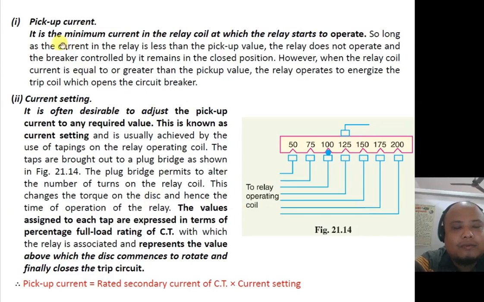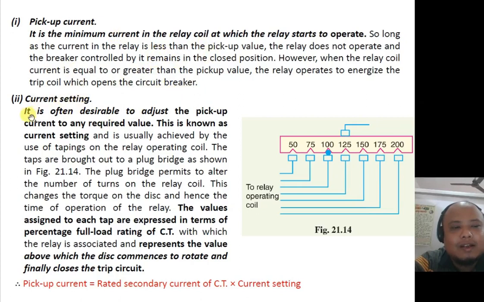The pickup current for a relay is the minimum current in the relay at which the relay starts to operate. So long as the current in the relay is less than the pickup value, the relay does not operate and the breaker controlled by it remains in the closed position. However, when the relay current is equal to or greater than the pickup value, the relay operates to energize the trip coil of the trip circuit, as I have shown already, which opens the circuit breaker contacts. So it is the minimum current at which the relay starts to operate.